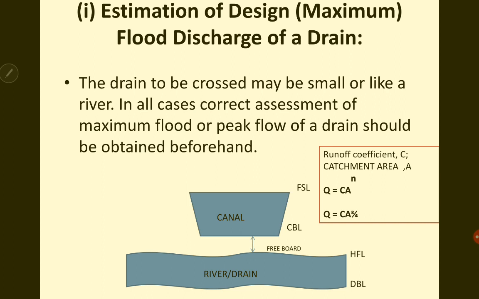In many of the questions the Q value will already be given to you. In some of the questions the value may not be given. In that case, we may have to use any of these discharge calculation equations, or you may have to use the hydrographical analysis in case of larger drains. But in smaller drains, you can just use the empirical equations like this and find out the discharge through the drain or the river.